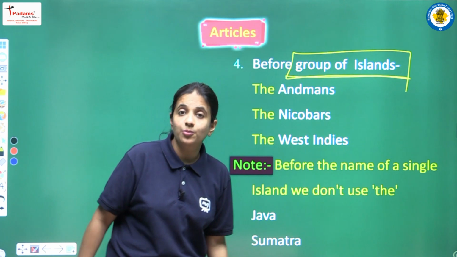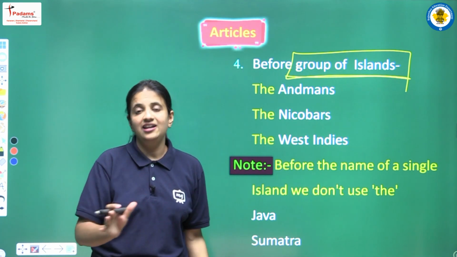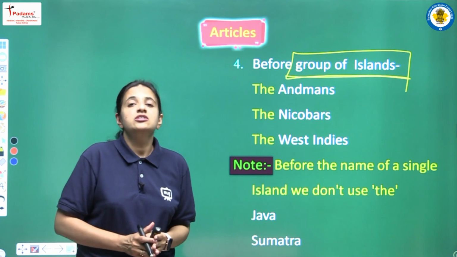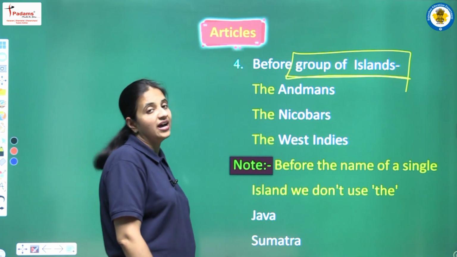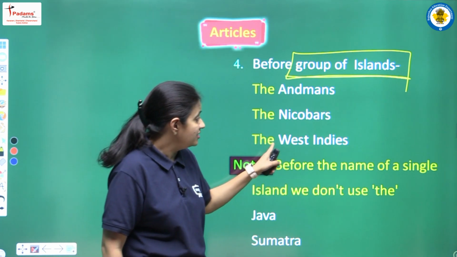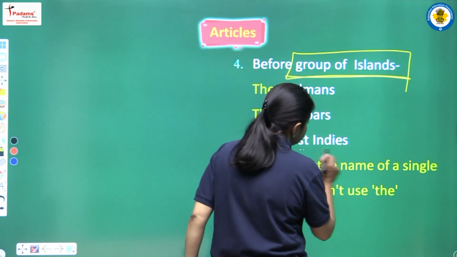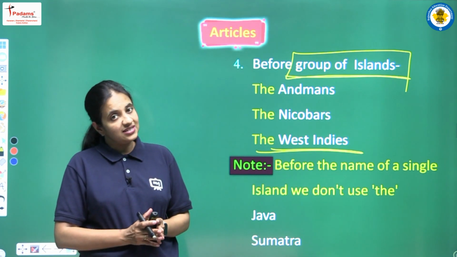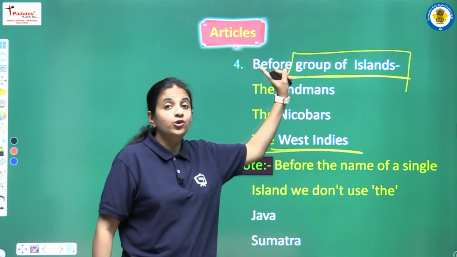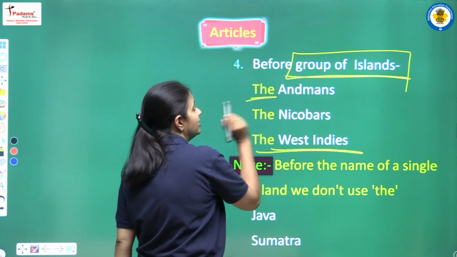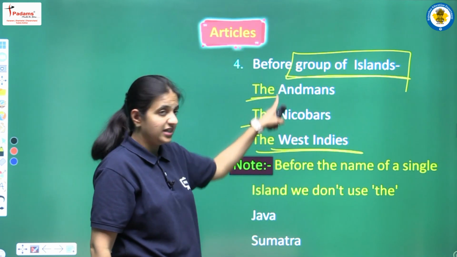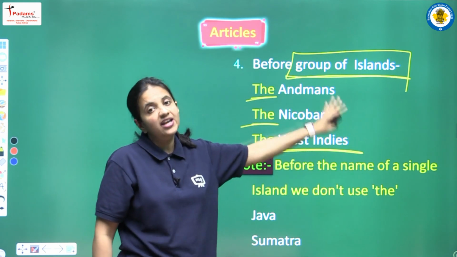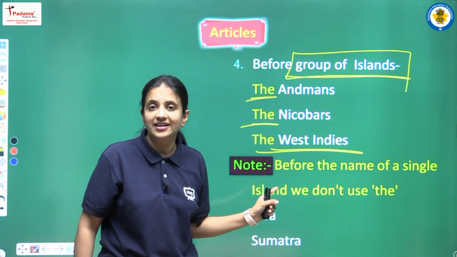Next we are having Nicobars. So Nicobars, again it's not a single island, but here we are having so many small islands. It's a group of so many small islands, so this is the reason we are having the article. Next we are having the West Indies. Again, West Indies is not a single island, but a group of some small islands. So this is the reason that these examples are of groups of islands, and this is the reason we are using the here before these names. So we can have the Andamans, the Nicobars, and the West Indies. Why? Because these are groups of islands, right?